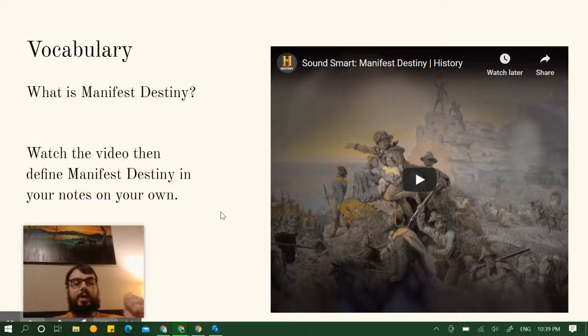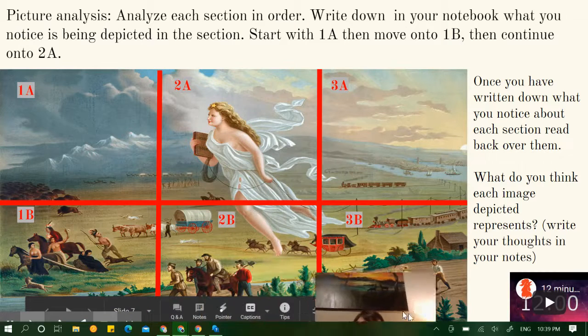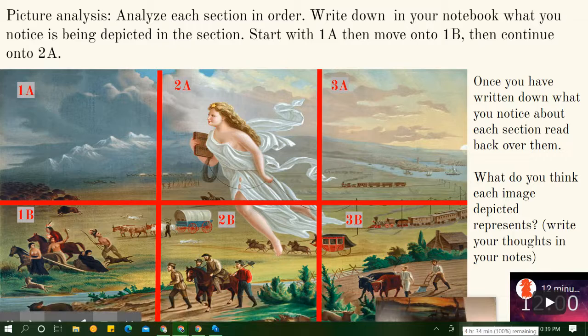All right, welcome back. Hopefully you pause the video and did that. We're ready to move on. So this next part, I'll move myself well out of the way. You'll have to do this on your own, probably open up the slides on your own. Okay, we're doing some picture analysis.